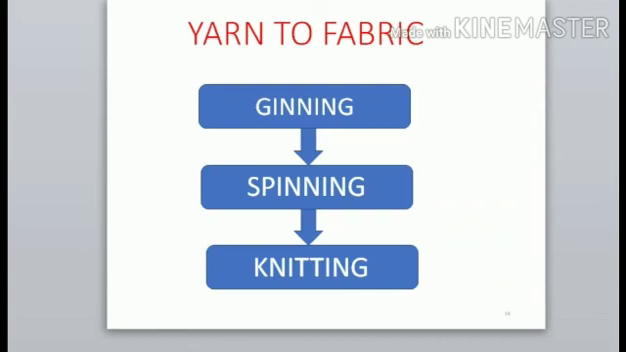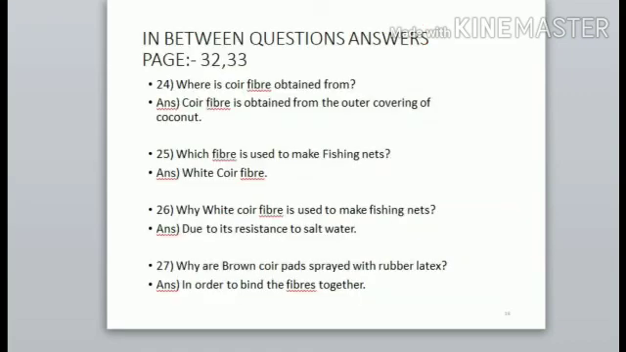So students, today we have completed 4 types of plant fibers: cotton fibers, jute fibers, coir fibers, and flax. Now I am attaching the in-between questions from the same topics which we have studied today. You have to go through them, write them down in your notebooks, and learn them properly. Thank you.